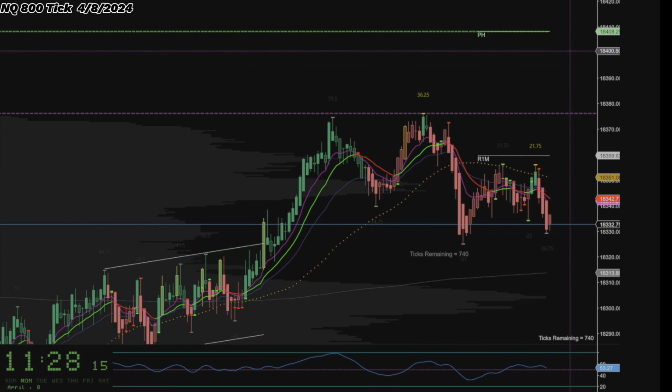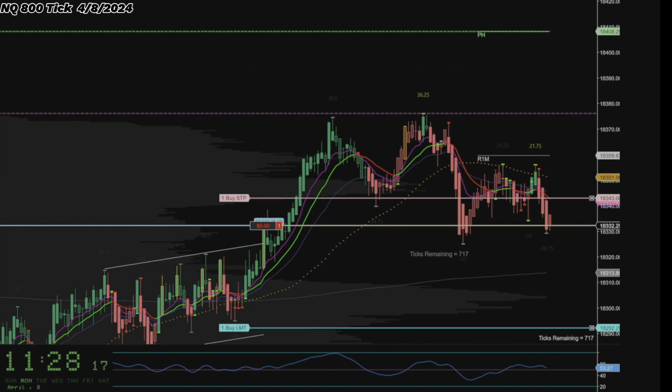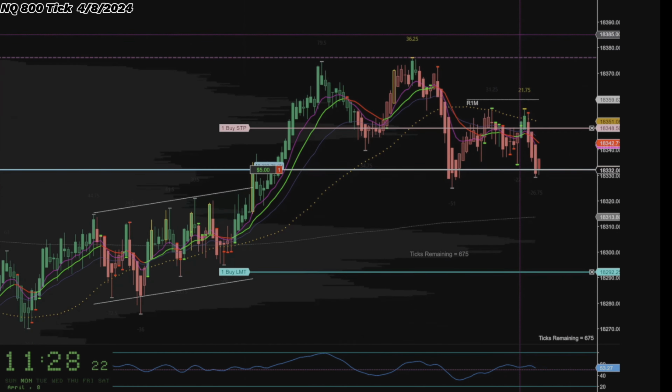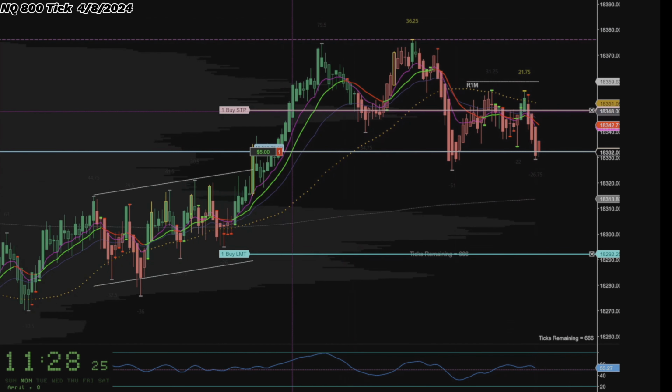I think I'm gonna enter on that pullback. Okay, so enter one lot there. And again, above the signal bar area, that will be my exit point.